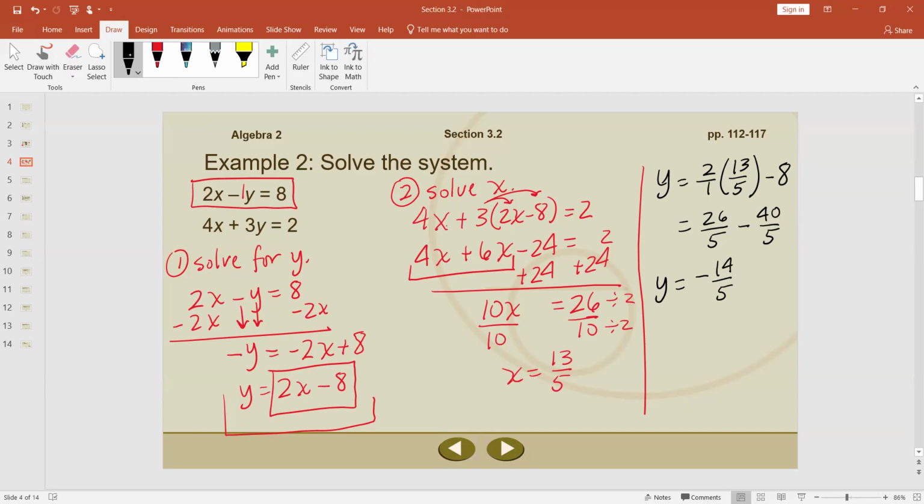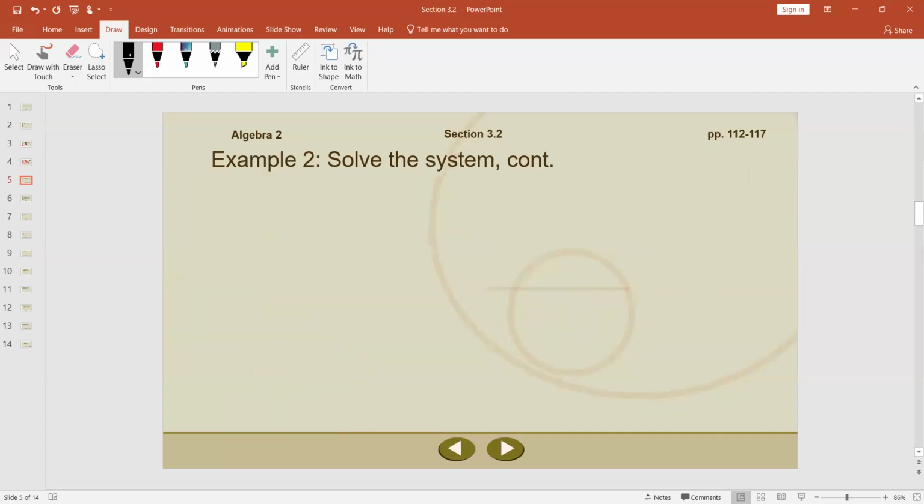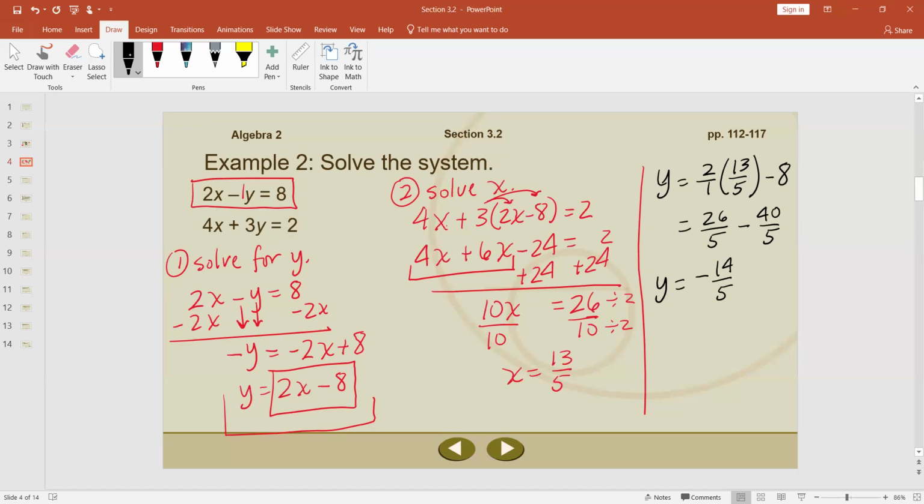And then I have my solution. I gave y'all 2 slides to do this on. I keep forgetting I did that. So you're welcome to do that on the second slide if you need to. But that gives me my y equals negative 14 over 5. So my solution, which isn't pretty because it's a bunch of fractions, but it's still a solution.